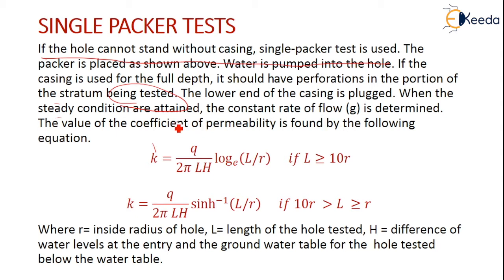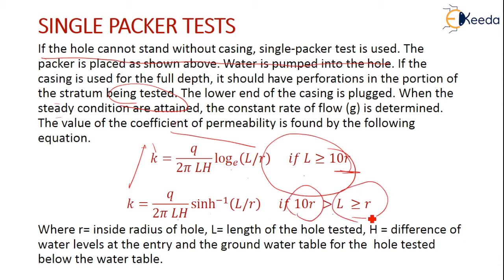Again, the coefficient of permeability is calculated by the equation. That is K is equal to Q by 2 pi LH into log L by R, when capital L is greater than or equal to 10 R. And K is equal to Q by 2 pi LH sinh inverse L by R, when 10 R is greater than L and L is also greater than or equal to R.